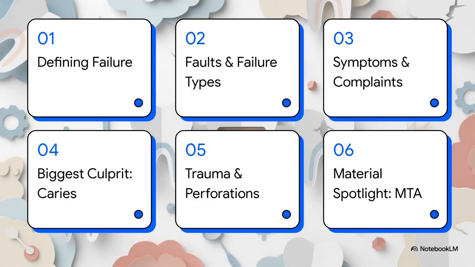So here's our roadmap for today's explainer. We'll start with defining clinical failure, then move into faults and failure types, patient symptoms and complaints, the biggest culprit, caries, trauma and perforations, and finally a material spotlight on MTA.